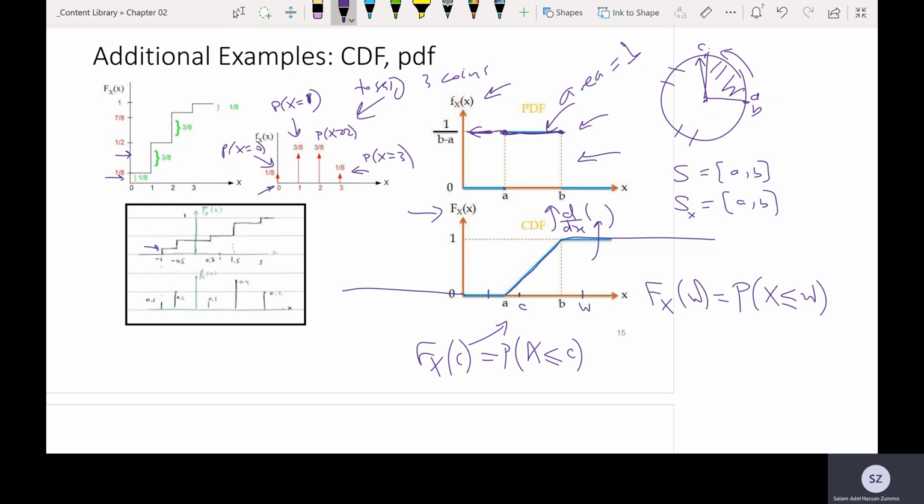What is the definition? What is the probability that X is less than or equal to w? What is it? W is larger than B.